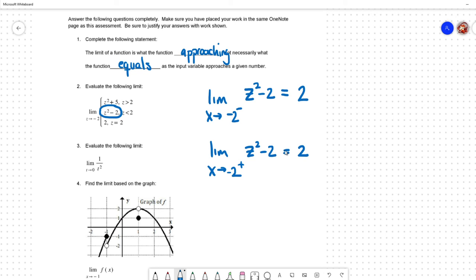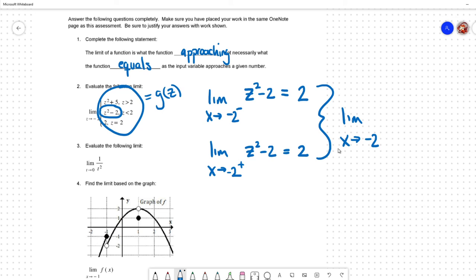So the left hand and the right hand are equal, so therefore the limit as x approaches -2 for this piecewise function, so you can write the whole thing again, I'm going to shorthand it. I'm going to say all this is equal to, whatever, g of z. So I'm using x here as the variable, so I'm going to say g of x. But you get what I mean. It's the same function. The variable doesn't matter. So this is going to equal 2.